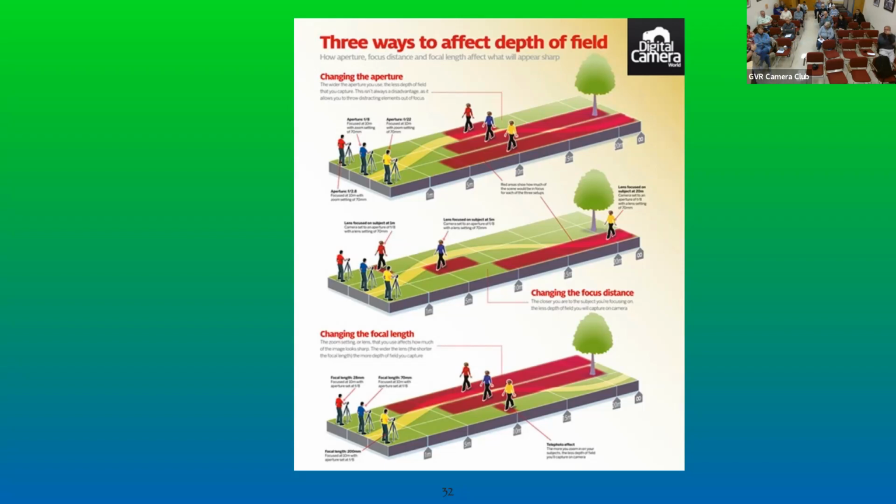Okay. Now, how many people shot with wide-angle lenses? Okay, and like even fisheye, everything's in focus, right? There's nothing blurred out anywhere. Okay, other cameras, think about it. But when it is a very wide-angle lens, everything's pretty much in focus.